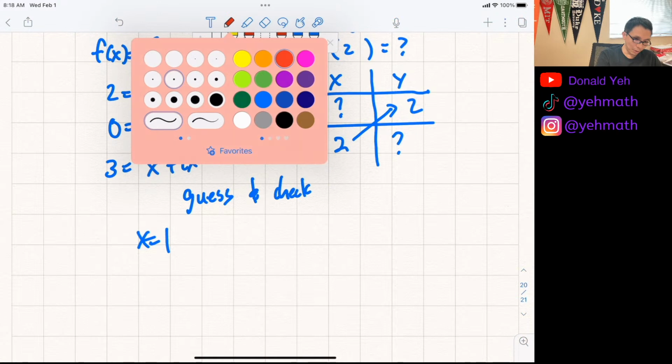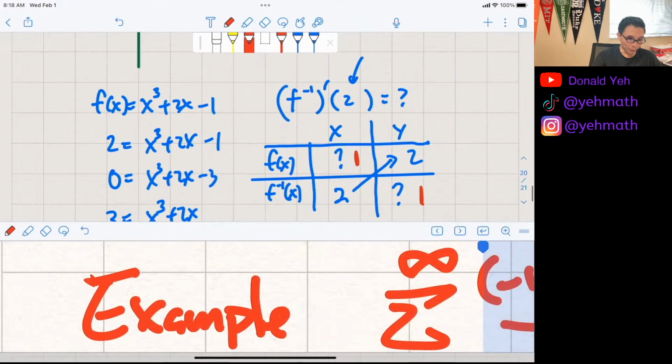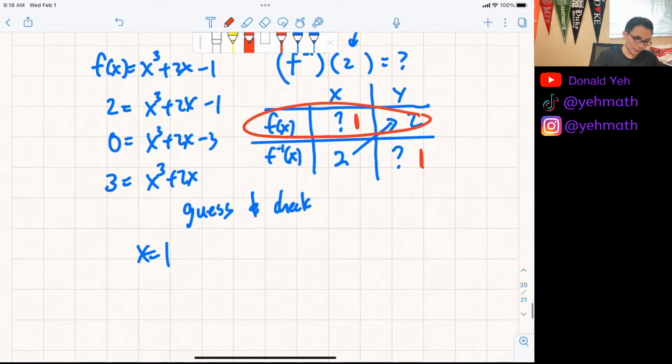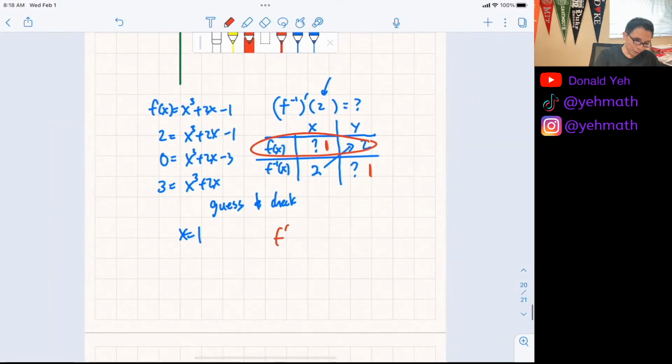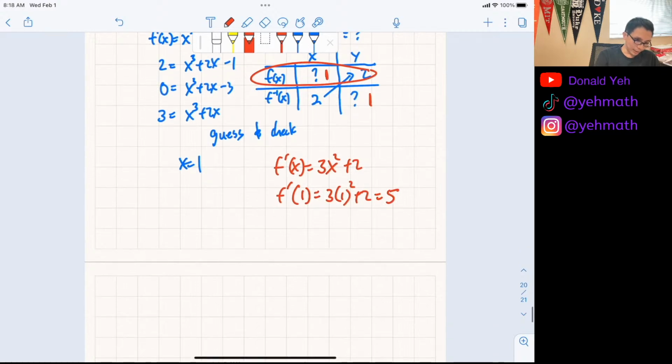Then we just find out the most important thing is 1 here. So if I can find out the slope at 1, then I just take the reciprocal and I can find the other side. So I didn't even need to find the inverse function. What I'm going to do is find the derivative. F prime of x equals 3x squared plus 2. Then I plug in 1: 3 times 1 squared plus 2, that's equal to 5.